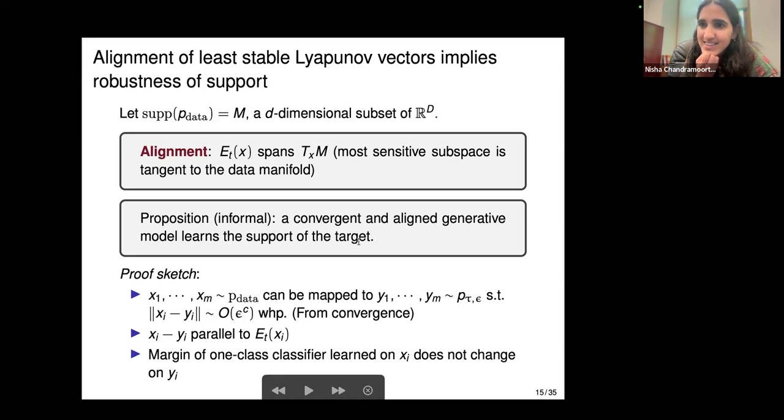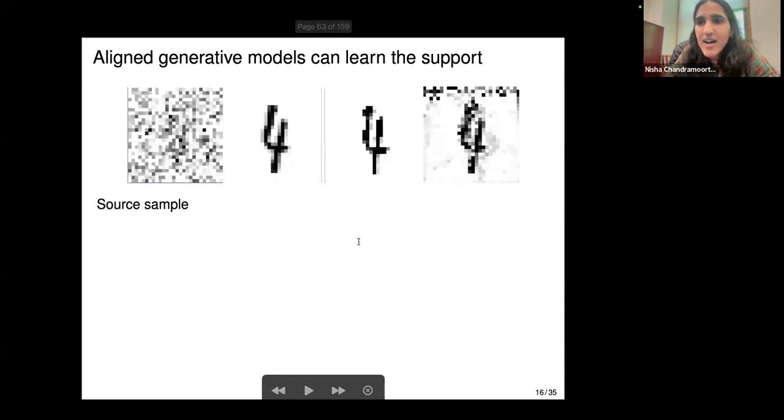Okay. So in this sense, it seems that if we have an aligned and convergent generative model, we can learn the support of the target distribution provably. So before I move on to some numerical results to visualize this, are there any questions?